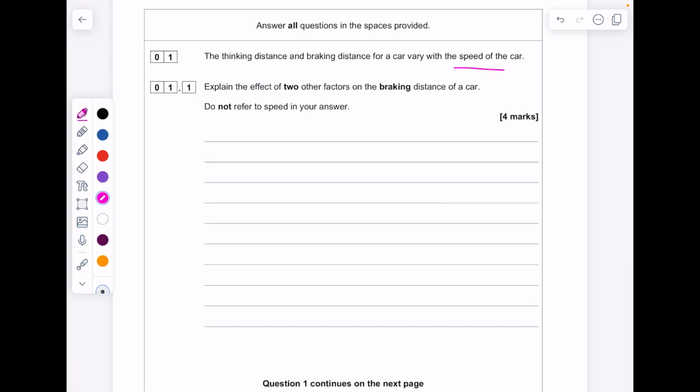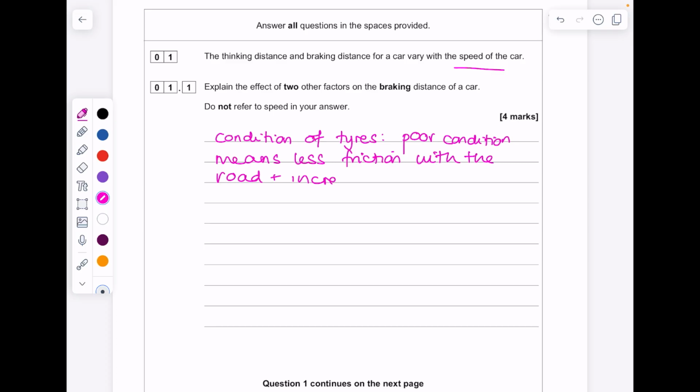So what sort of things would affect how far the car travels after you apply the brake until it comes to a complete stop? First of all, the condition of the tyres. Poor condition means less friction with the road and increased braking distance.